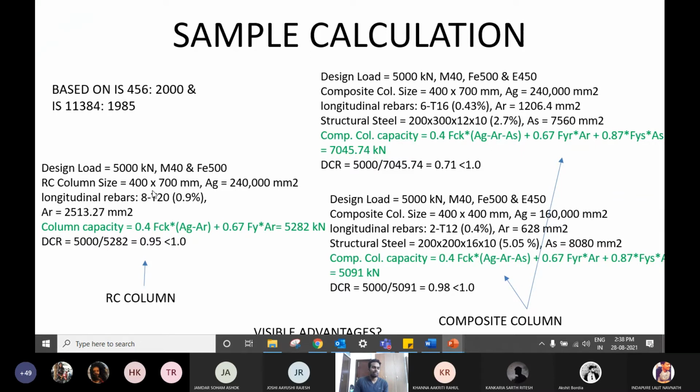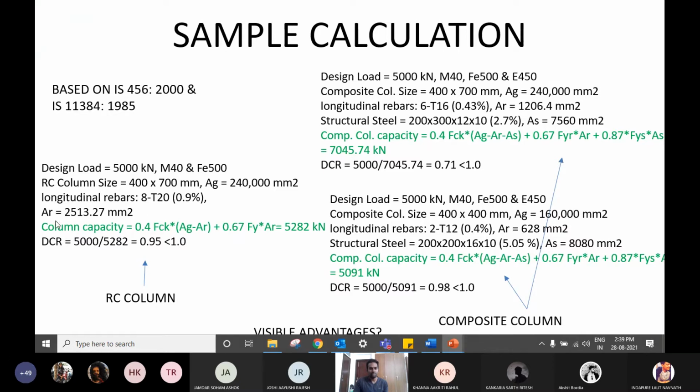Now the column size I designed is 400 mm by 700 mm, and this is the overall area. AG is the gross area, so 700 multiplied by 400. I'm providing 8 numbers of 20 diameter rebars, and that's 0.9% reinforcement. So 0.9% of the cross-sectional area is the reinforcement that I'm providing.